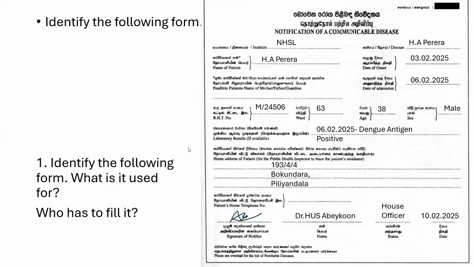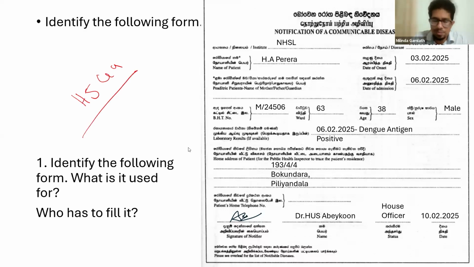All right, good, Manuli. Right, so you are given this form. So imagine you go into this station and this form is there, right? So can you identify this form? What is it? This is the H544 form, which is used for notification of communicable disease. Exactly. And who has to fill this? Any medical officer can fill it, including the intern medical officer. Exactly. So good. So this is the H544 form which we use to notify communicable diseases.